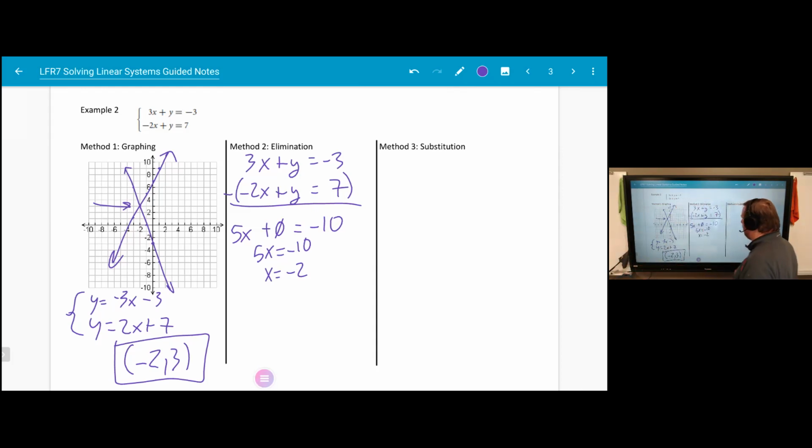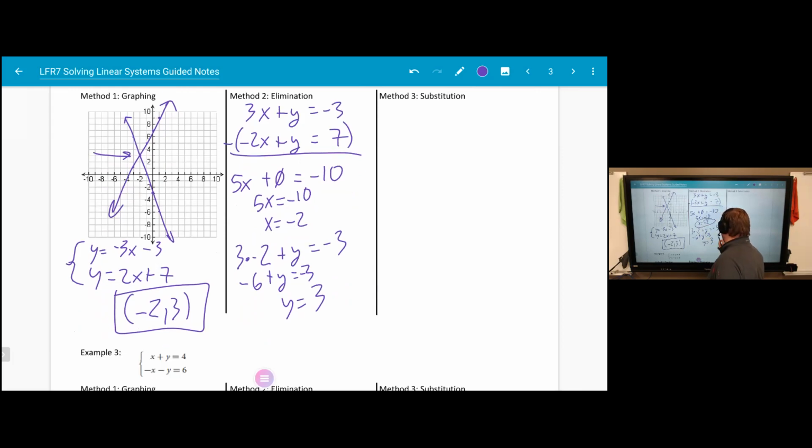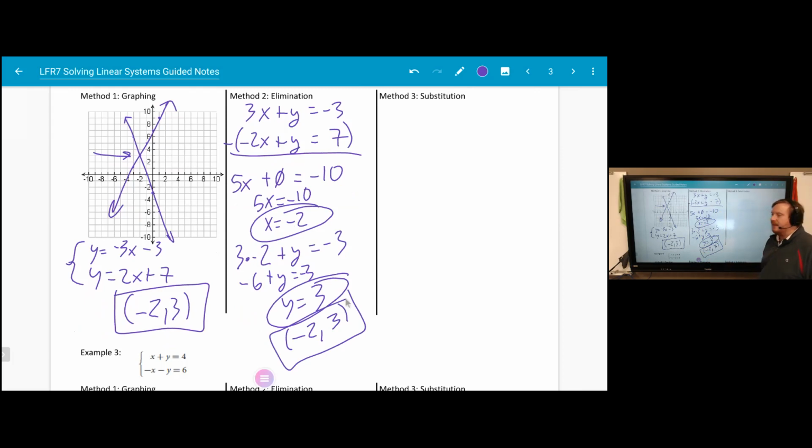Plug this back into one of the other equations. I'm going to take that top one. 3x, or 3 times negative 2, plus y equals negative 3. This is negative 6 plus y equals negative 3. Add 6 to both sides and y equals 3. Oh my goodness. X is negative 2. Y equals 3. This is negative 2, comma 3 as my point, my coordinate pair right there. And hey, got the same thing.